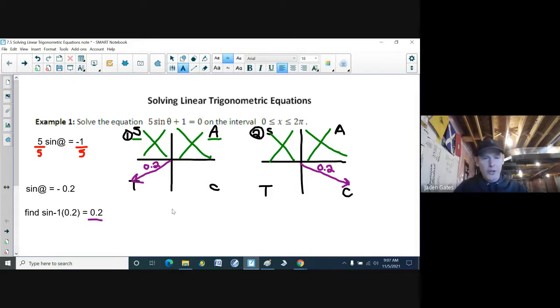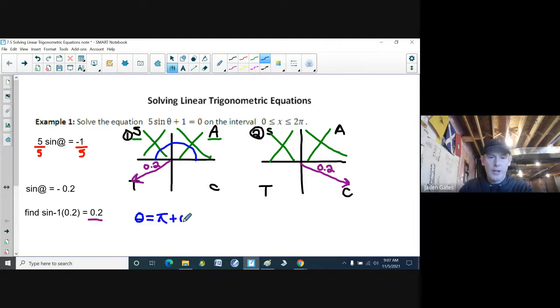And so now I can actually find my solutions. Because my first answer here in number 1 is going to be theta equals, all right, we have pi would be all the way around plus the 0.2. And so our actual angle, because this 0.2 is just our reference angle here, is pi, which is 3.14, plus 0.2, which will give me in radian measure 3.34.